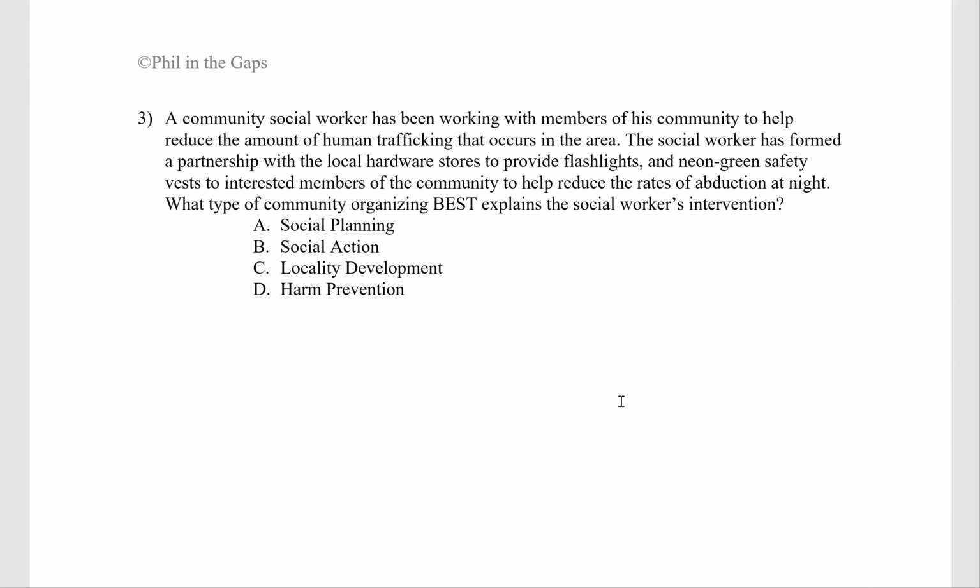Question 3. A community social worker has been working with members of his community to help reduce the amount of human trafficking that occurs in the area. The social worker has formed a partnership with the local hardware stores to provide flashlights and neon green vests to interested members of the community to help reduce the rates of abduction at night. What type of community organizing best explains the social worker's intervention? A, social planning, B, social action, C, locality development, or D, harm prevention. And when you have your answer, type the word Michigan in the chat.